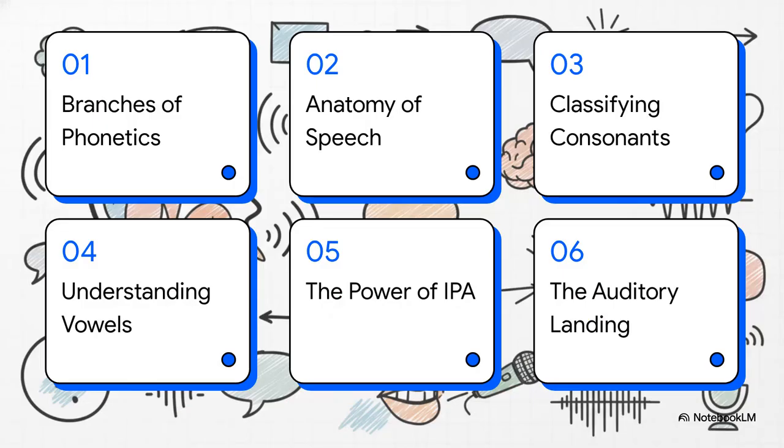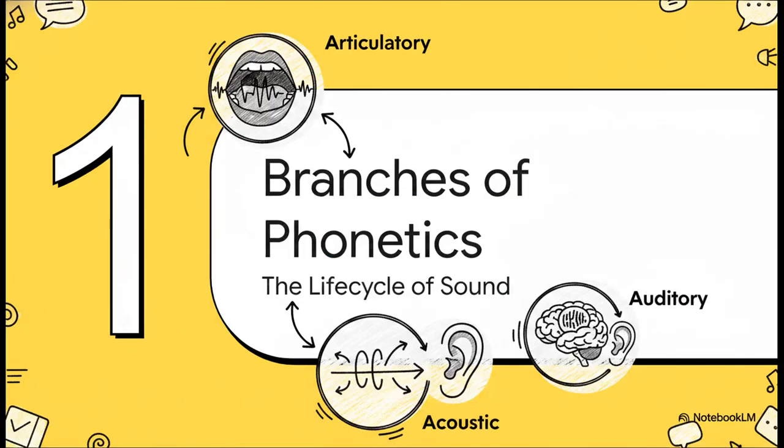Okay, so here is our roadmap for today. We've got 1, the 3 branches of phonetics, 2, the anatomy of human speech, 3, classifying consonants, 4, understanding vowels, and 5, the power of the IPA. Let's dive right in. Part 1.